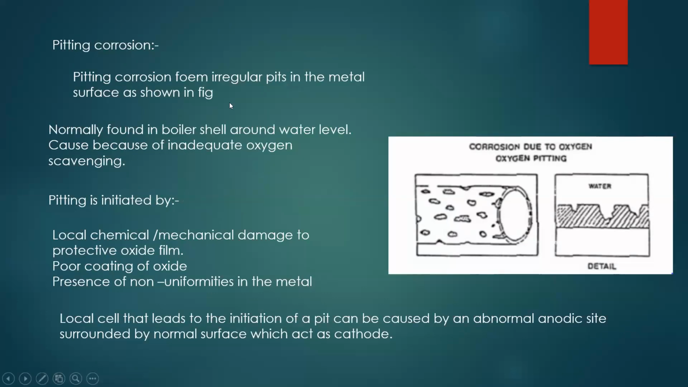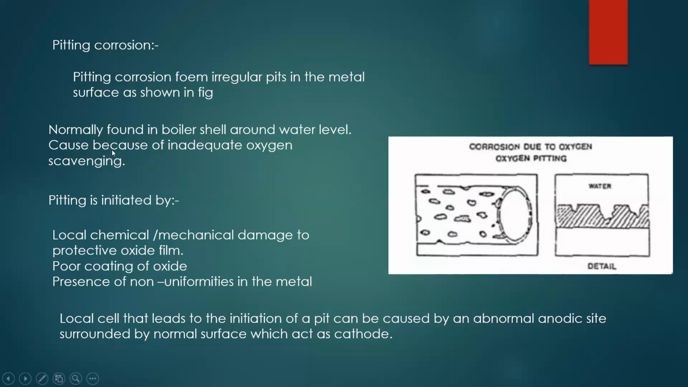Next one is pitting corrosion. Pitting corrosion means what? Can you see this small pit? Material is eroded from a place. So pitting corrosion forms irregular pits in the metal, as we are showing in the figure. Normally found in the boiler shell around the water level.